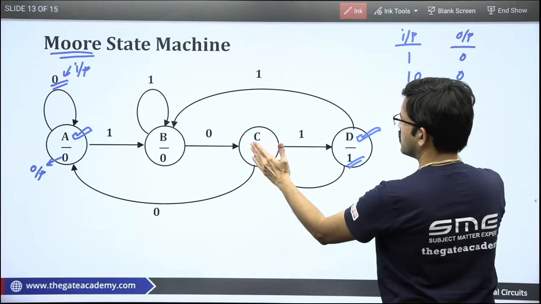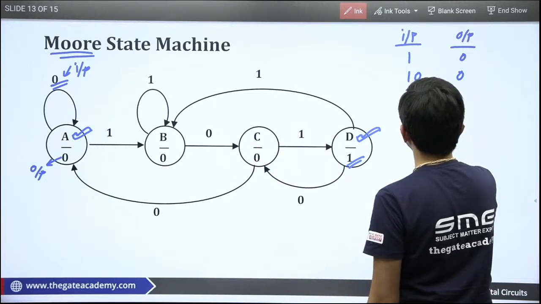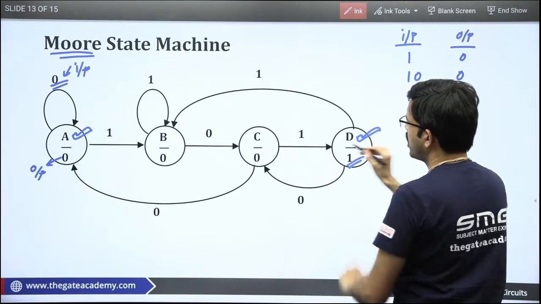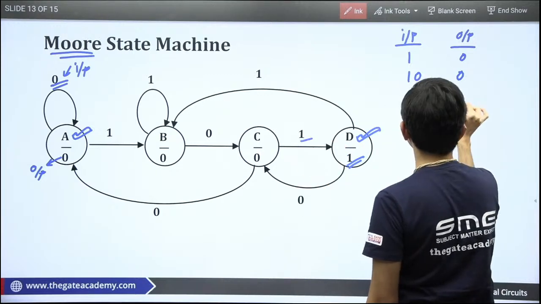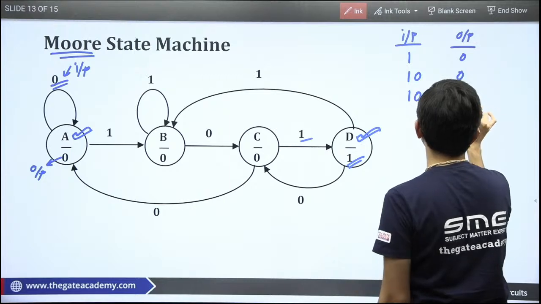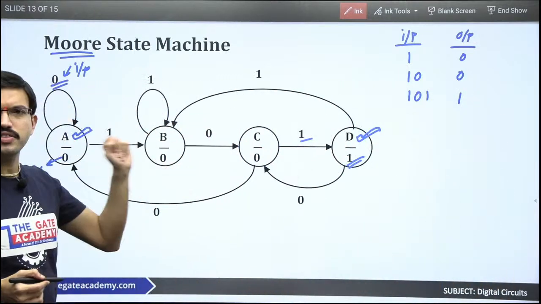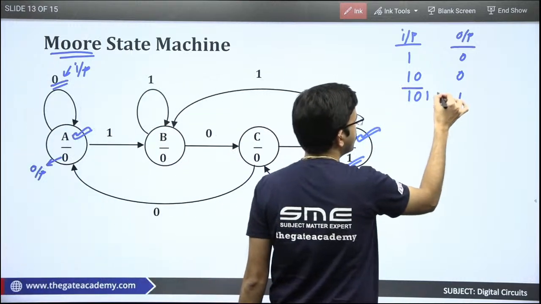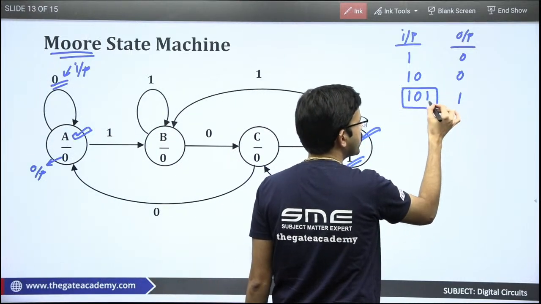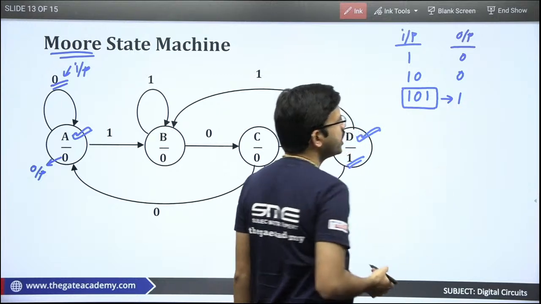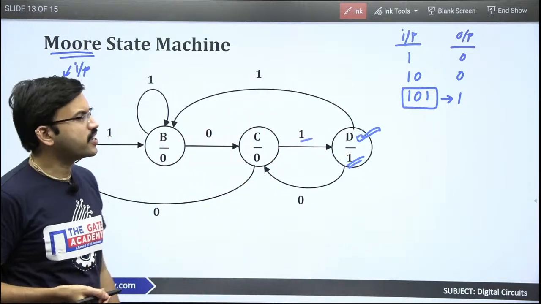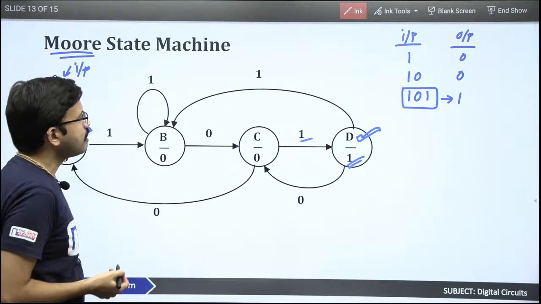Now C to D, the transition happens if the input is 1. In this case, you are getting output as 1. So that means this particular state diagram is also detecting 3 bits, those are 1 0 1. Whenever you get 1 0 1, at that time it will produce output as 1. Just like the previous one, right?